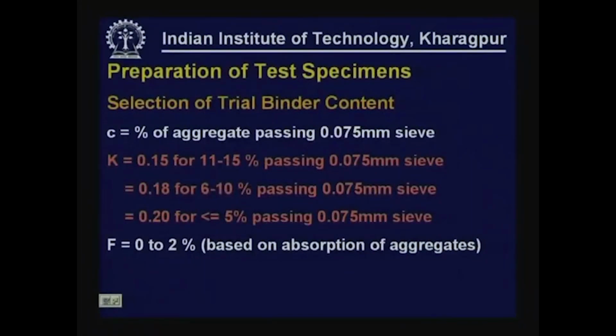The initial binder content is normally assessed in terms of the film thickness that is required depending on the gradation. So, depending on the size of particles that we have and the percentage of different fractions, the surface area can approximately be calculated, and the minimum thickness of binder that has to be there coating these aggregates from the point of view of durability of these mixes can normally be assessed.